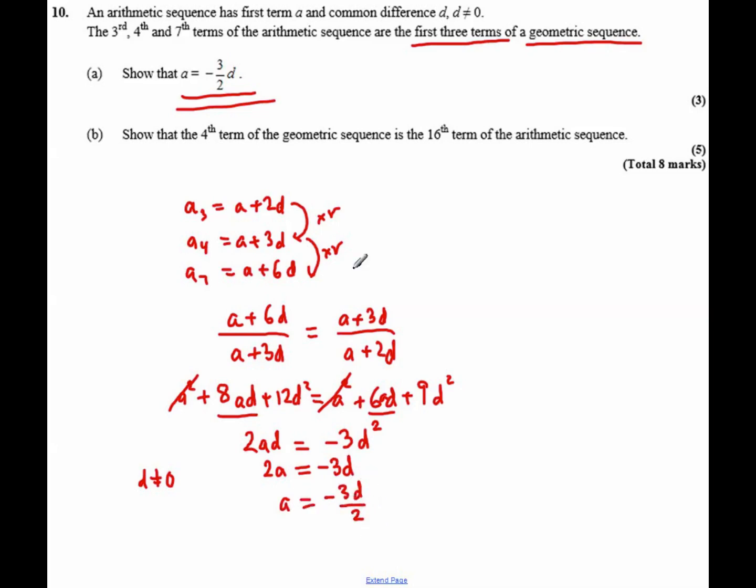How do we know that d is not equal to 0? Well, we are told so over here, and that's really important whenever you're going to divide. So that's the first bit done.